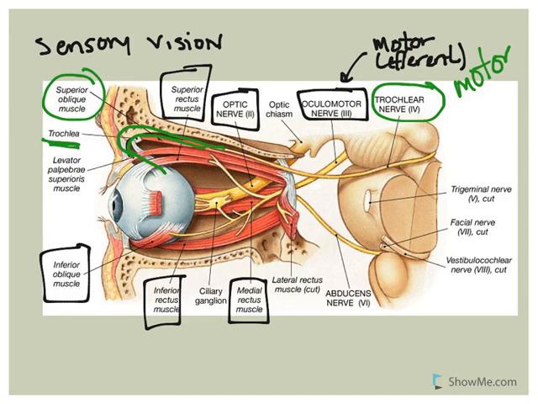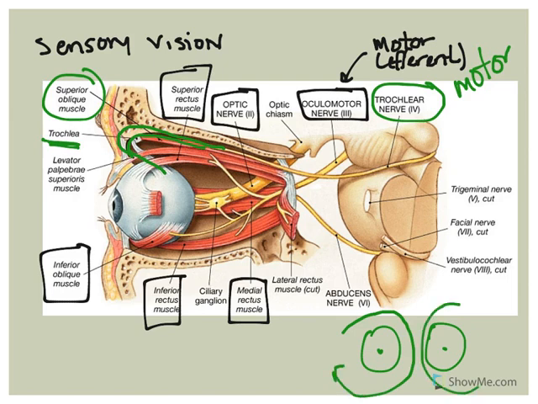This nerve, or this muscle I should say, is going to be involved in, I'm going to draw 2 eyeballs again. The superior oblique allows one to rotate your eye down and to the sides. So we're going like that. So that is your trochlear nerve.